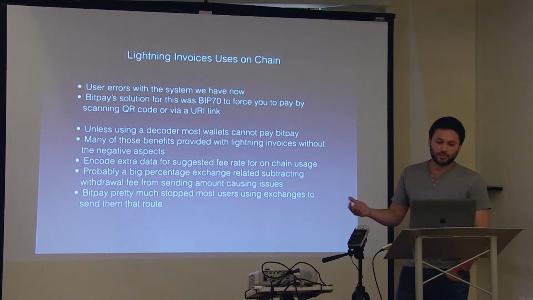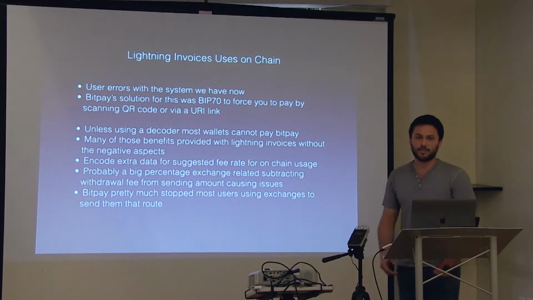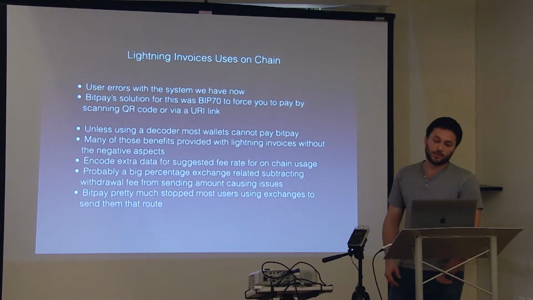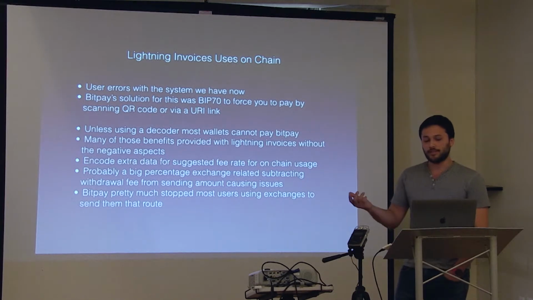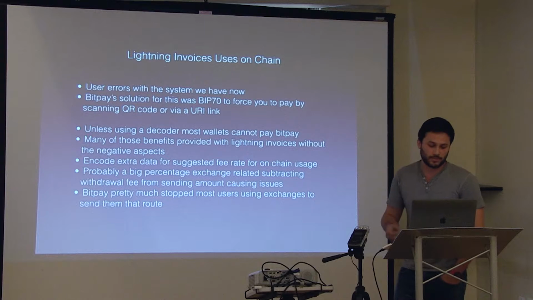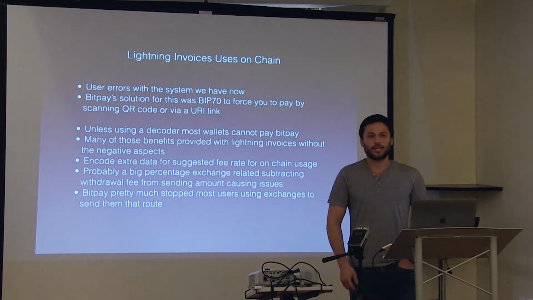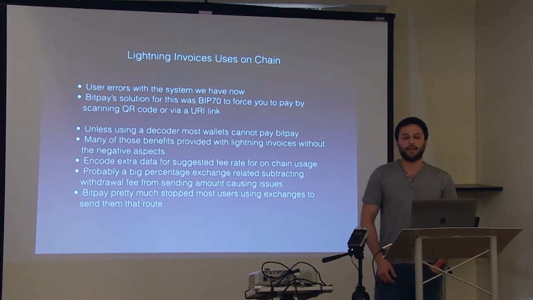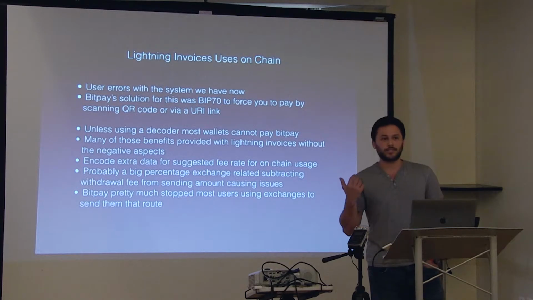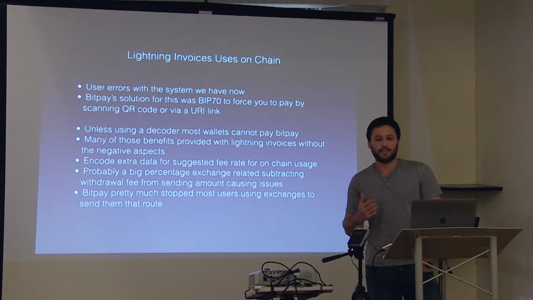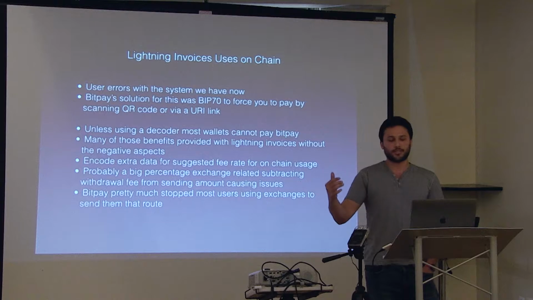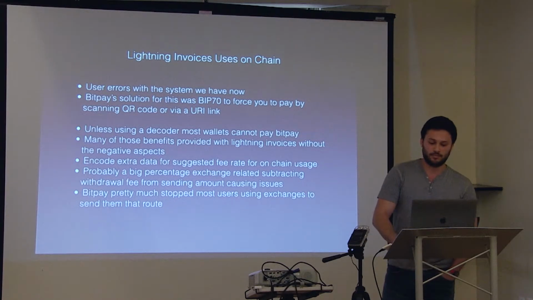You can use a decoder with BitPay, but I think most of those benefits are also provided with Lightning invoices. You can also encode other data for fee rates that you want to accept. But I think the biggest problem is that users pay on-chain from exchanges, and either it gets delayed and sent after expiration, or they subtract the fee from the amount being sent.